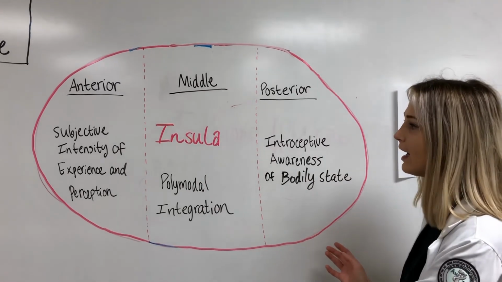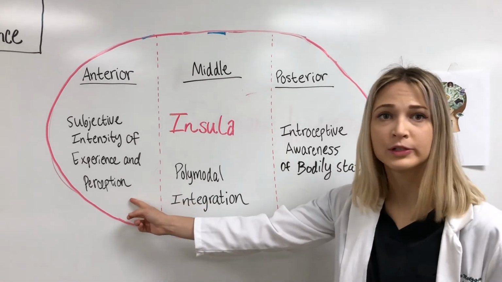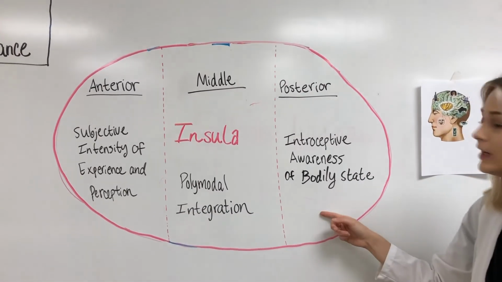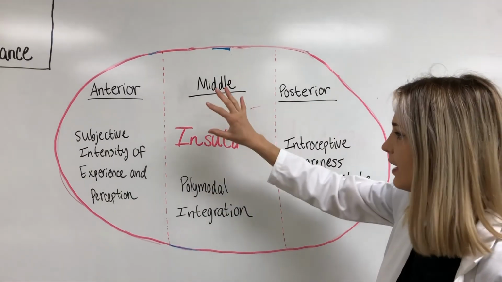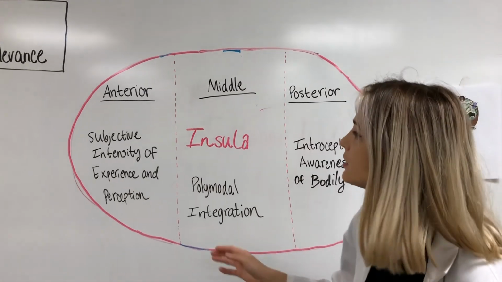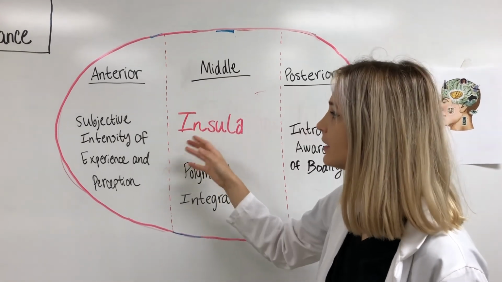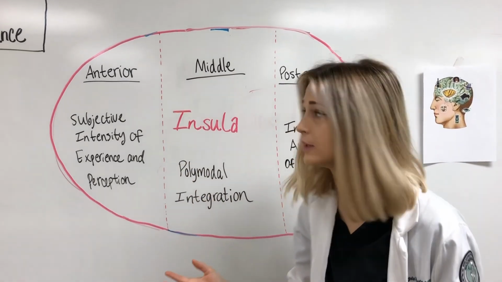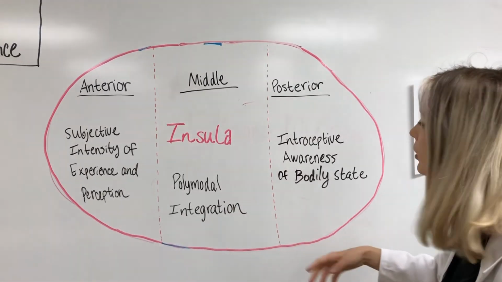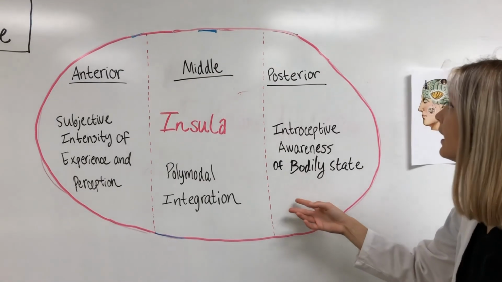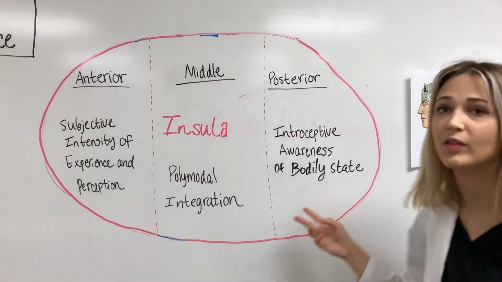Okay, so here we have a representation of the insula, and we have our anterior portion, our middle portion, and our posterior portion. And as a whole, this is the insula. We just kind of broke it up into pieces. So the anterior part is in charge of subjective intensity of experience and perception. The middle portion is polymodal integration. And the posterior portion focuses mainly on the interoceptive awareness of the bodily state.